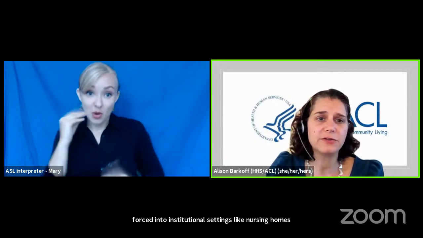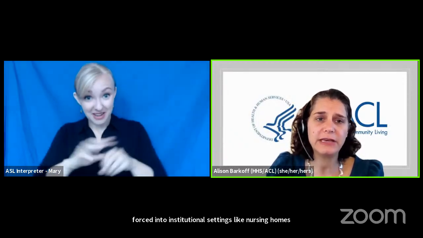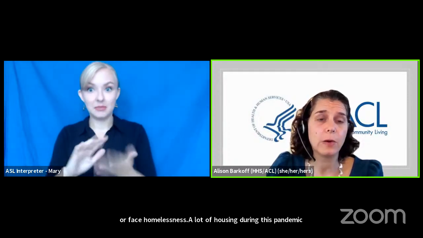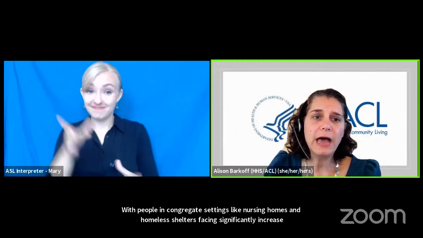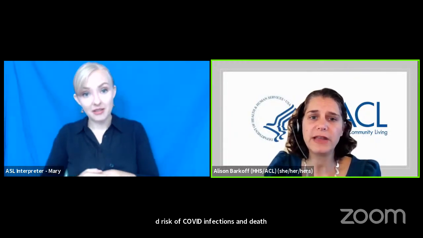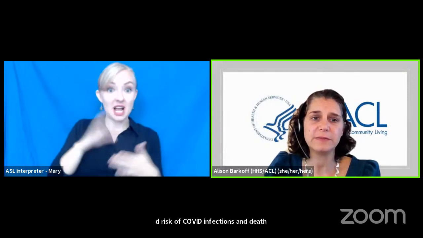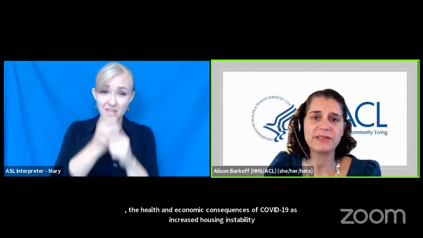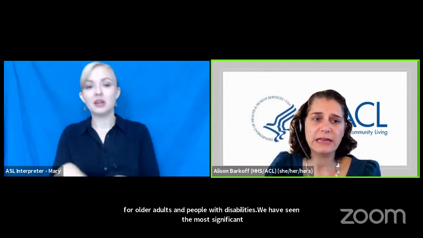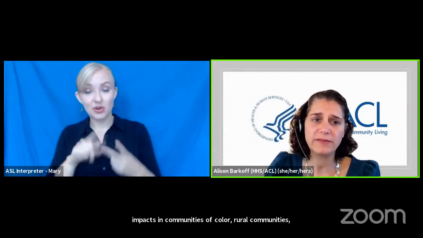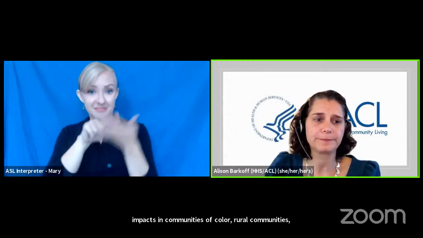The loss of housing during this pandemic can literally be a matter of life and death, with people in congregate settings like nursing homes and homeless shelters facing significantly increased risks of COVID infections and deaths. The health and economic consequences of COVID-19 have increased housing instability for older adults and people with disabilities. We've seen the most significant impacts in communities of color, rural communities, and in Indian country. This is unequivocally an issue of equity.